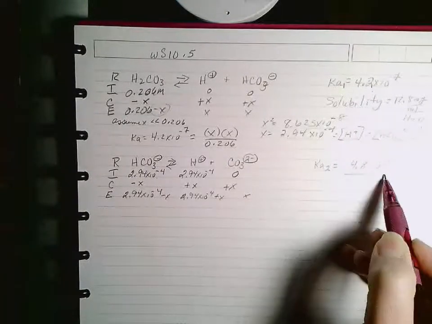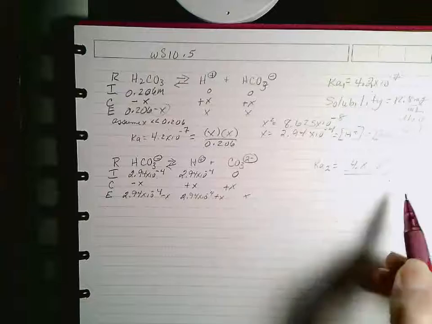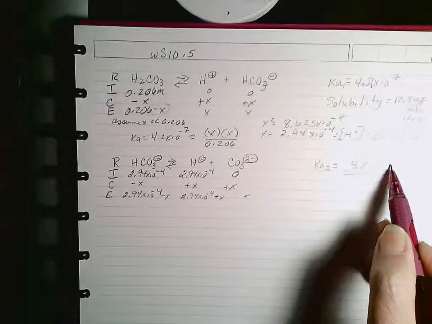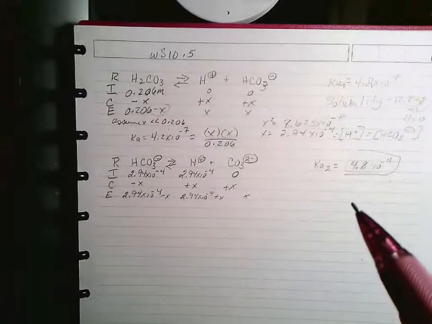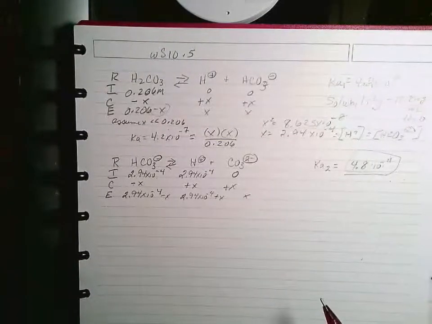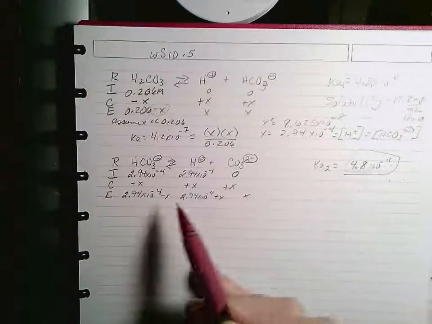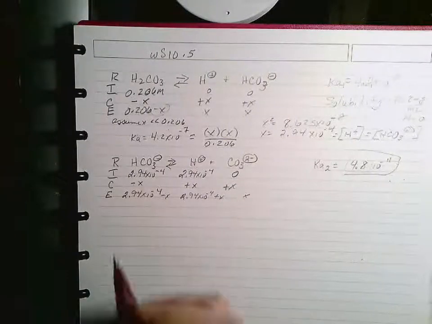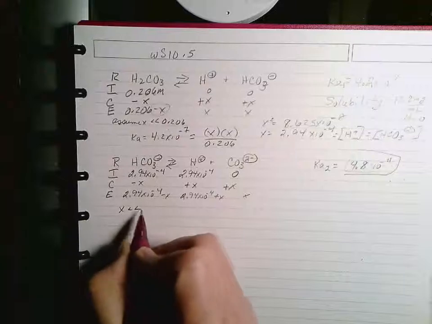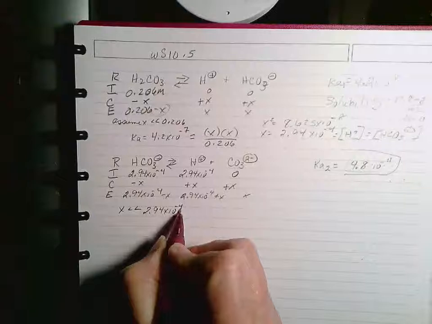And here's my new Ka. Each dissociation has its own Ka. This is times 10 to the negative 11th. I see it's hard to see there. So maybe if I turn this a little bit, there, that's maybe a little better. So you can see that this exponent is very, very small. And so I'm going to assume again I can ignore x in both cases. So x is much, much smaller than 2.94 times 10 to the negative fourth.